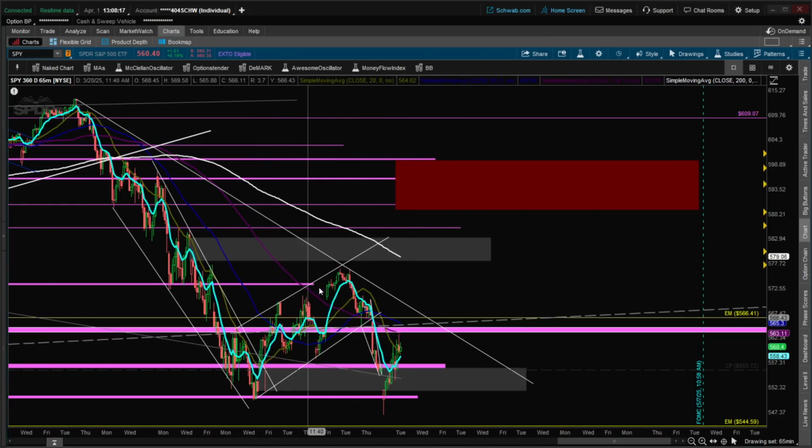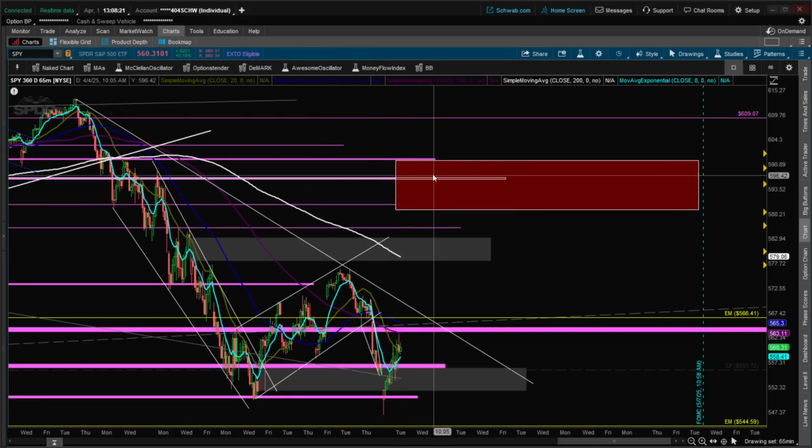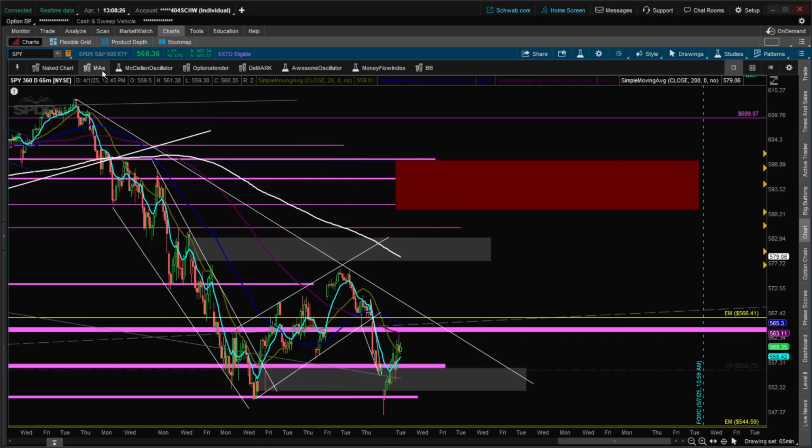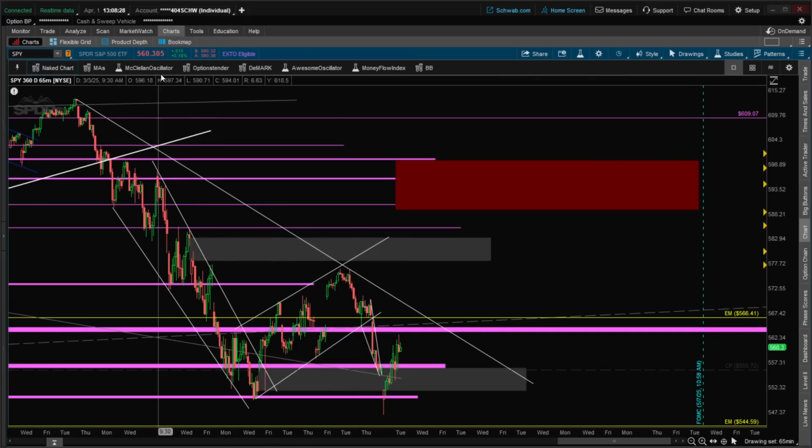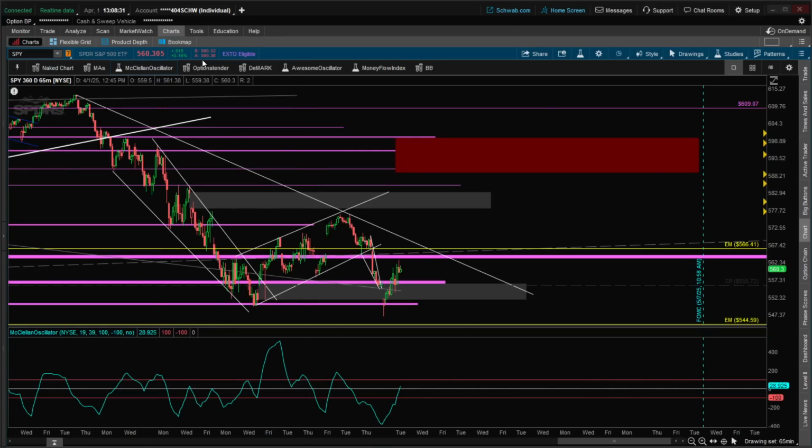So we had the bear flag play out. We got a new low. Now we're looking for a rip your face off rally up to our reversal zone here. There are the moving averages you see there. A McClellan oscillator.